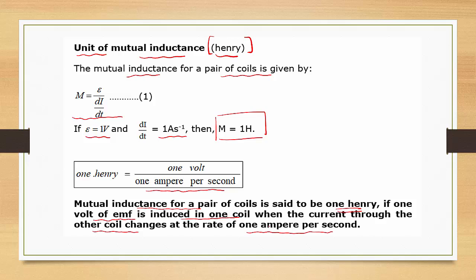So this is all about mutual induction as well as mutual inductance. In the next class, we can derive an expression for the mutual inductance of two long coaxial solenoids.